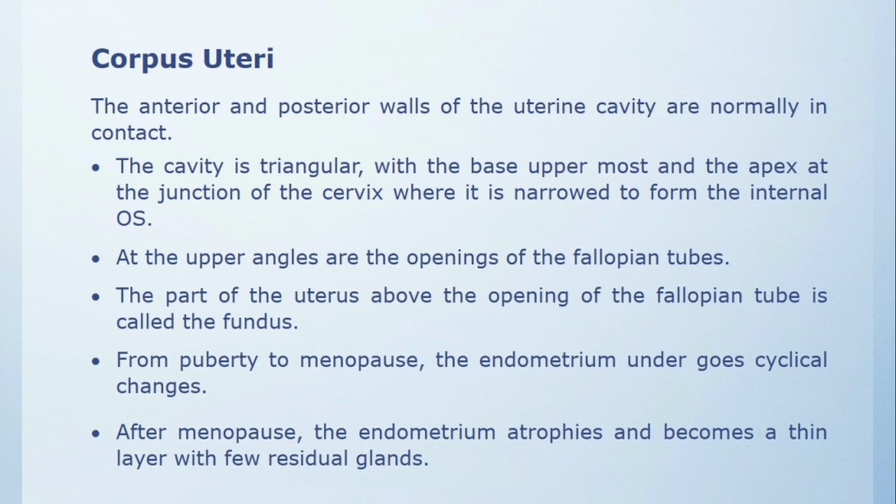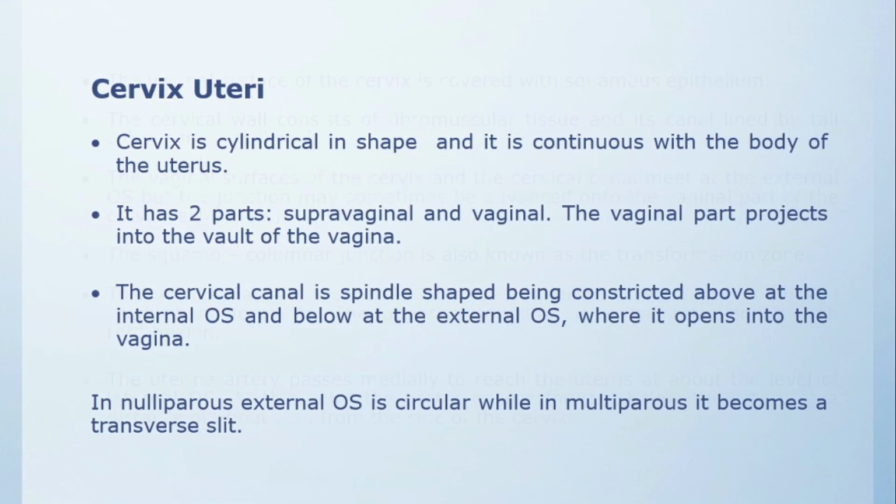At the upper angles are the openings of the fallopian tubes. And the part of the uterus above the opening of the fallopian tube is called the fundus. From puberty to menopause, the endometrium, which is the internal lining of the uterus, undergoes cyclical changes. And after menopause, the endometrium atrophies and becomes a thin layer with a few residual glands.